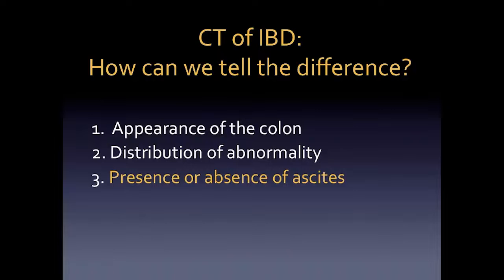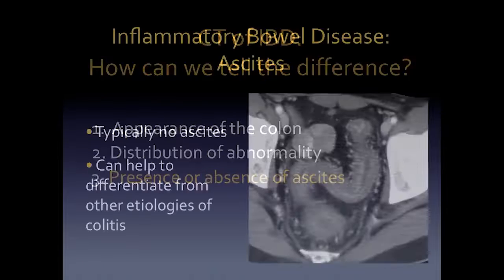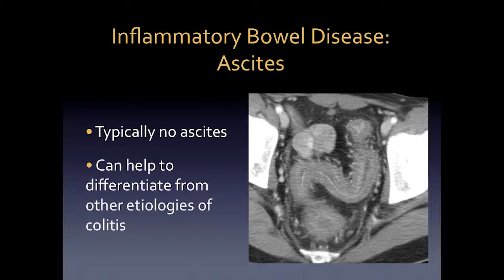And then lastly, presence or absence of ascites, such an easy thing to look for. If you look back among some of these images I've already shown you, like this one, it's actually quite notable in these inflammatory bowel disease patients that they will sometimes have very severe colitis like we see here, but a really striking absence of ascites.